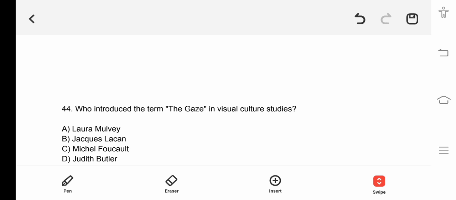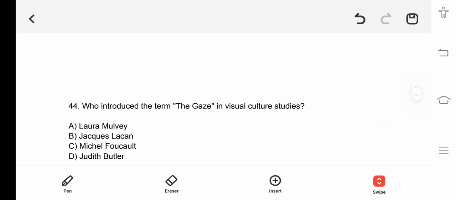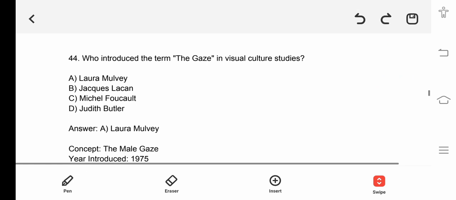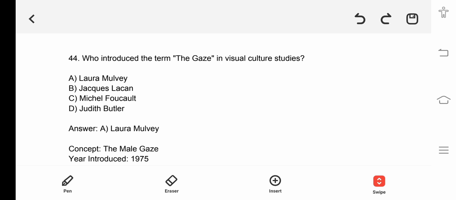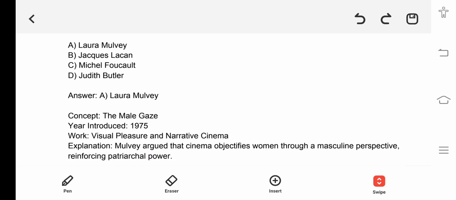Okay, let's see the correct answer. The correct answer is Laura Mulvey. The concept of the gaze was given by Laura Mulvey in 1975 in the work Visual Pleasure and Narrative Cinema. The name of this concept is not only the gaze but the male gaze. So you must remember.